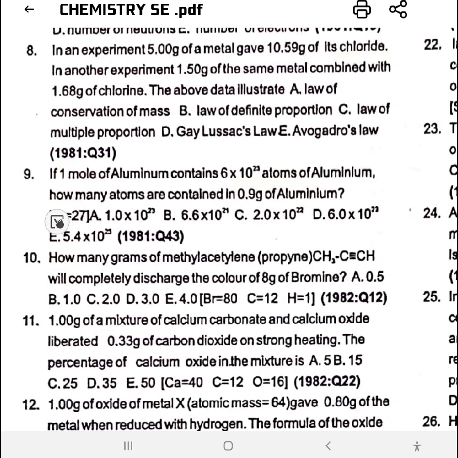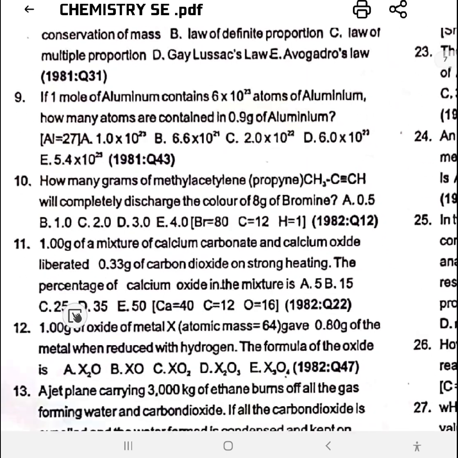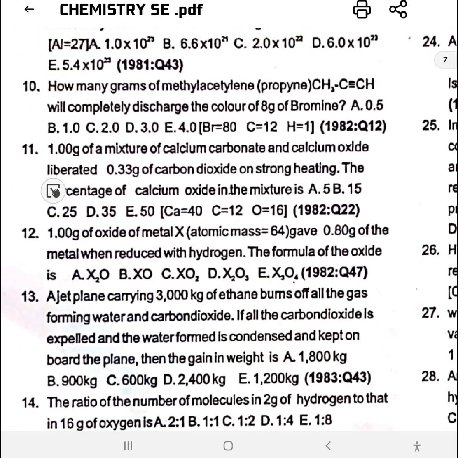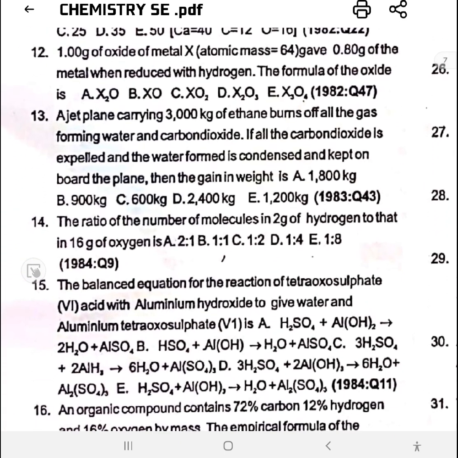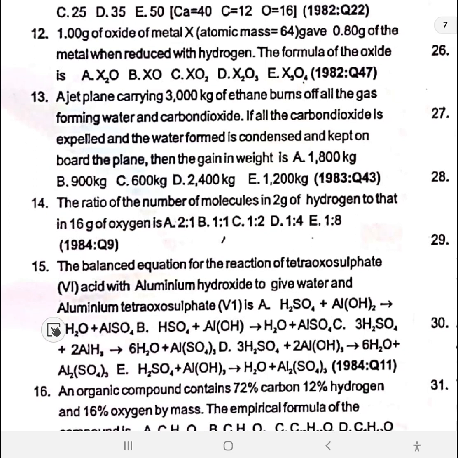Number 9 has to do with calculation. We'll skip that for our calculation series. 10 has to do with calculation. Skip for calculation series. 11, skip. 12, skip. 13, skip. 14, the ratio of the number of molecules in 2 grams of hydrogen to that in 16 grams. This has to do with a bit of calculation. Skip.